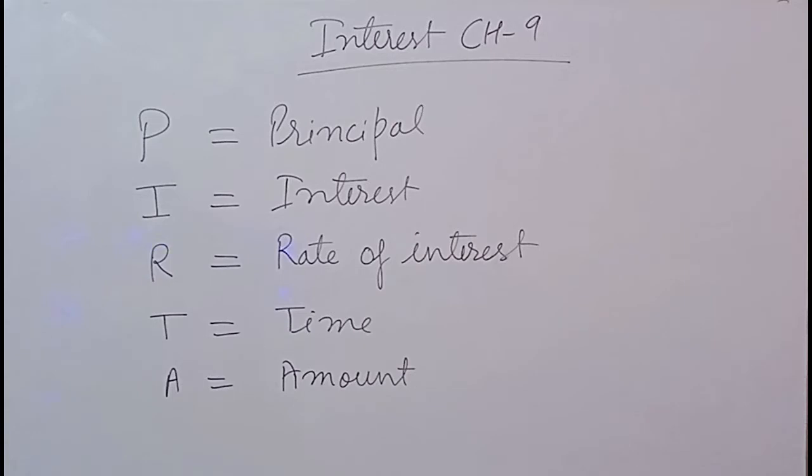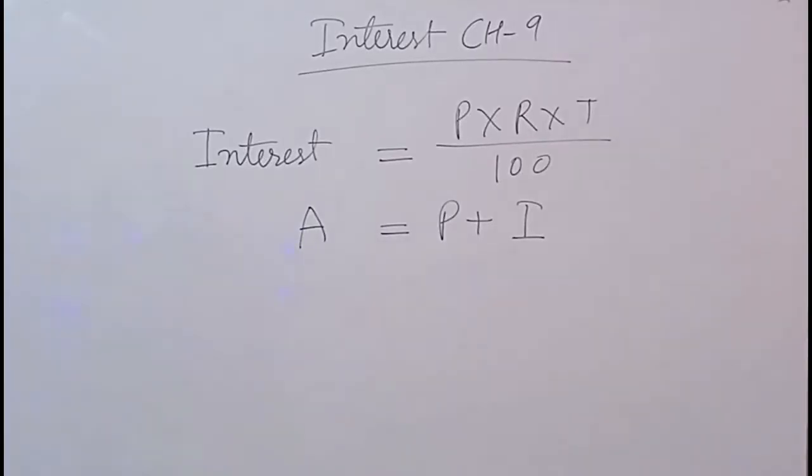Now we will learn about the formulae. With the help of these, you will solve the sums of the chapter Interest. Children, here are the two formulae. First is interest equal to P into R into T upon 100. P is the sum borrowed, R is the rate per rupees 100, and T is the time in years.